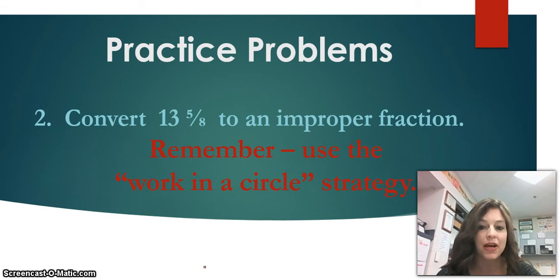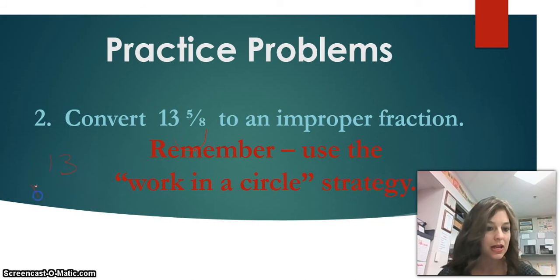Convert 13 5/8 to an improper fraction. Pause this, do the work, and then come back and check your answer. So we're going to take 13 times 8. Now I can't do that in my head, so I'm going to just do it over here.